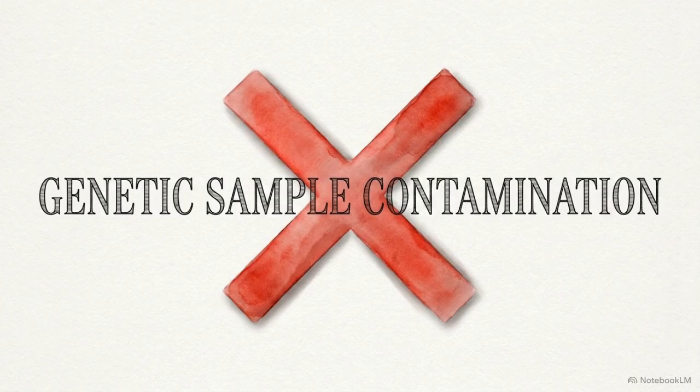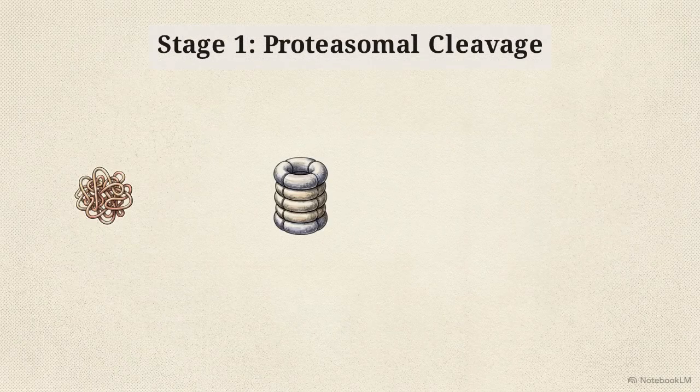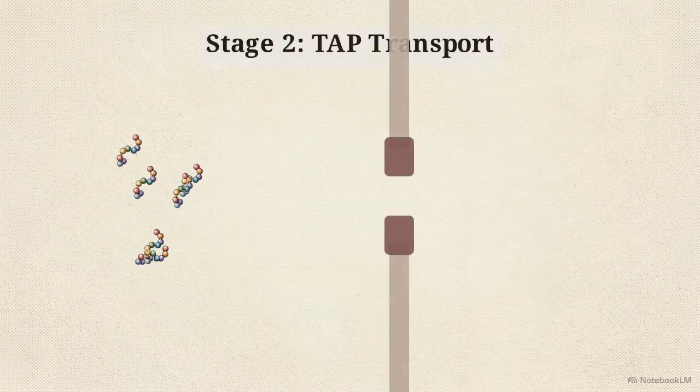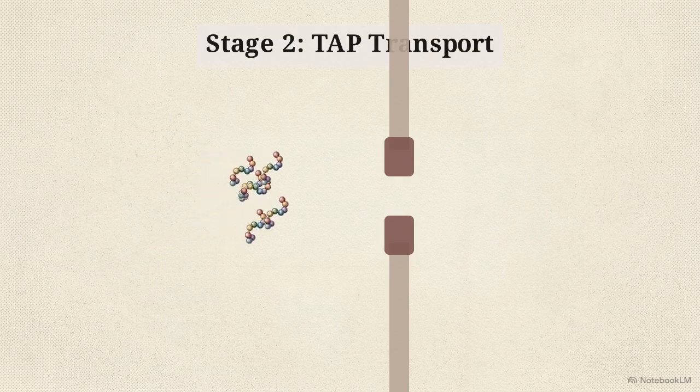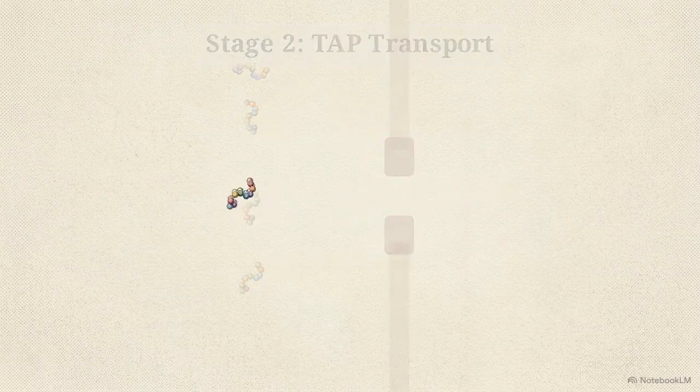For an MHC Class 1 response to occur, a computer model cannot simply look for a sequence match. It has to simulate a rigorous 3-stage biological filtration process. Stage 1 is proteasomal cleavage. The algorithm must accurately predict where the cell's own internal machinery, the proteasome, will chop up a foreign cytosolic protein into smaller fragments. Stage 2 is transport. The model must calculate the binding affinity of those specific fragments to TAP transporters, which act as membrane gates, allowing the sequence into the endoplasmic reticulum.